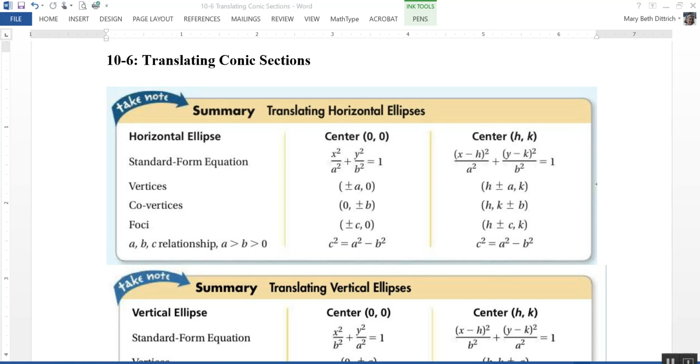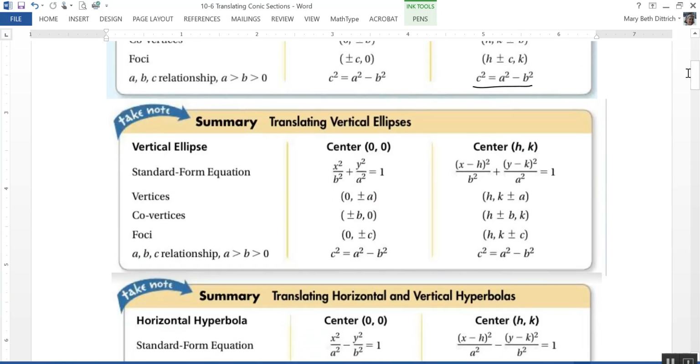The vertices, covertices, and foci will also translate, and we're not going to memorize those, we're just going to figure it out. And this is important, this a, b, c relationship stays the same: c squared equals a squared minus b squared. Now, for a vertical ellipse, remember in this case, since a is always going to be greater than b, a squared was under y squared, and that means it's going to open more along the y-axis. We're going to have the same thing here, so x minus h squared, this time over b squared, plus y minus k squared over a squared equals 1, and then that same relationship exists.